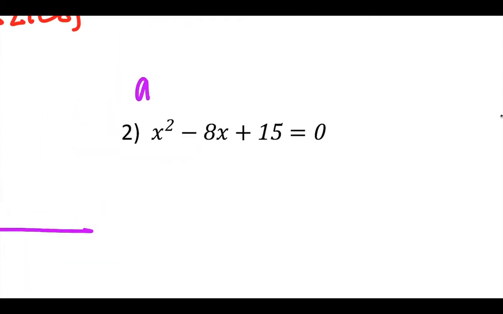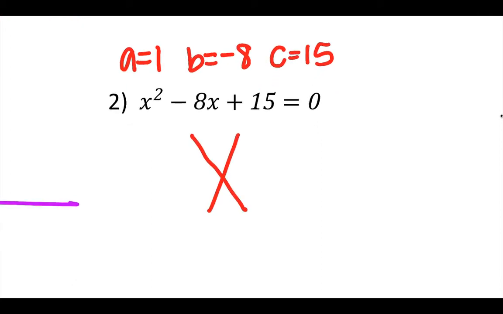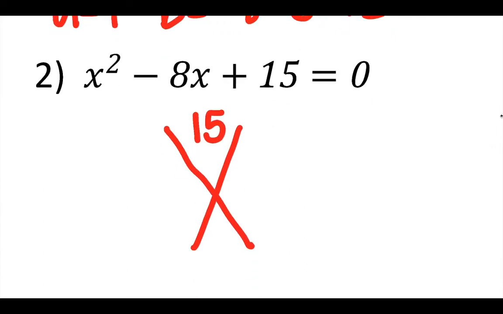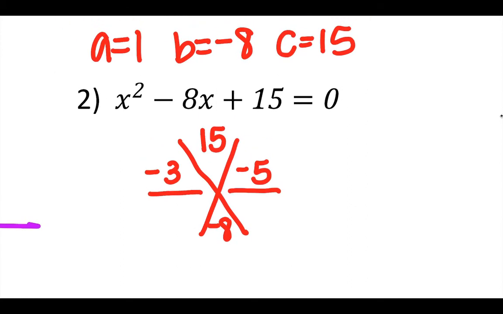So my A term, A is 1, B this time is negative 8, and C is 15. Okay, so if I do my X puzzle, A times C is 15. 1 times 15 is 15. I bring down the negative 8. Now I'm thinking of two numbers that multiply to 15, but also add to negative 8. So I'm thinking negative 3 and negative 5. Okay, negative times the negative gives me that positive 15, and then the negative plus the negative gives me that negative 8. Then I divide by my A term, which is just 1.